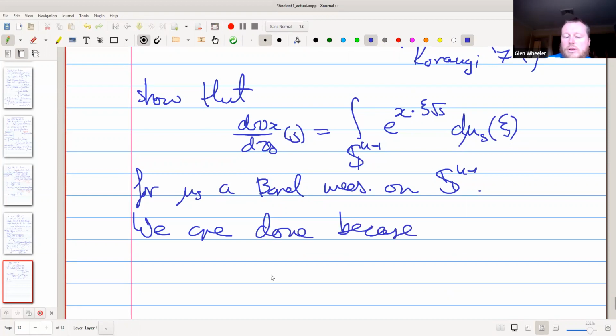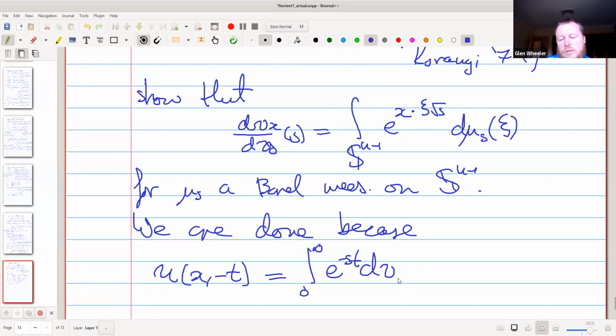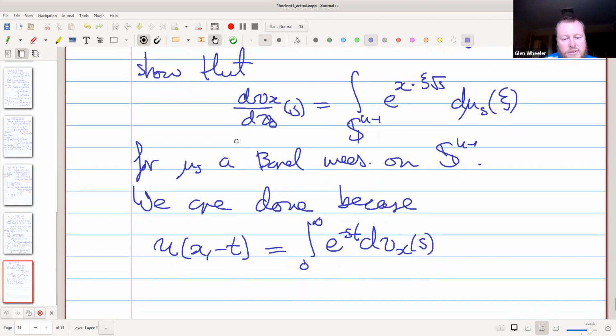because u at x and minus t was that f(x,t) thing, which was the integral from 0 to infinity of e^(-st) dν_x, oh, I can't write an s, which is, all right, I want to make t into minus t, otherwise the formula looks weird.